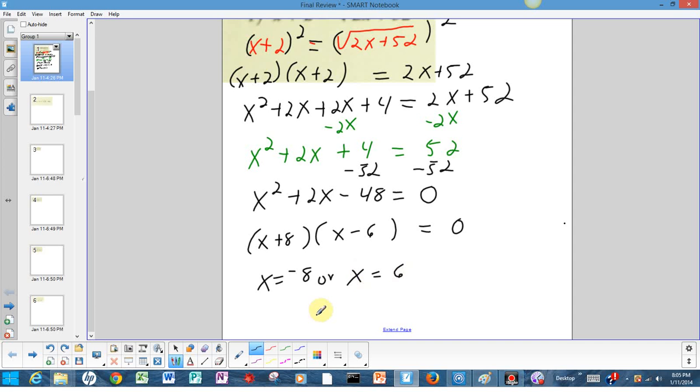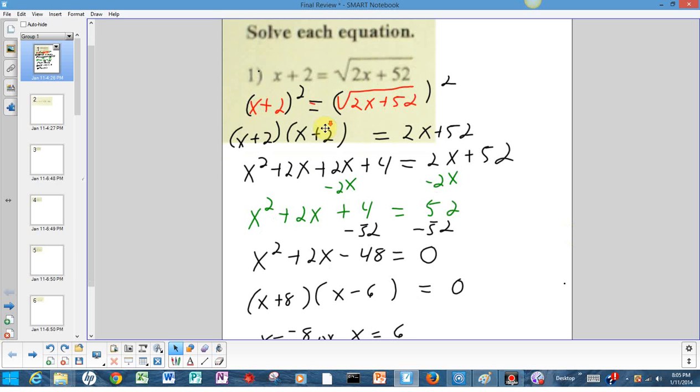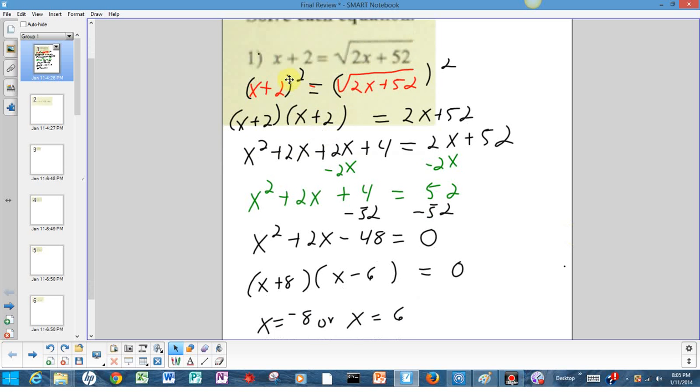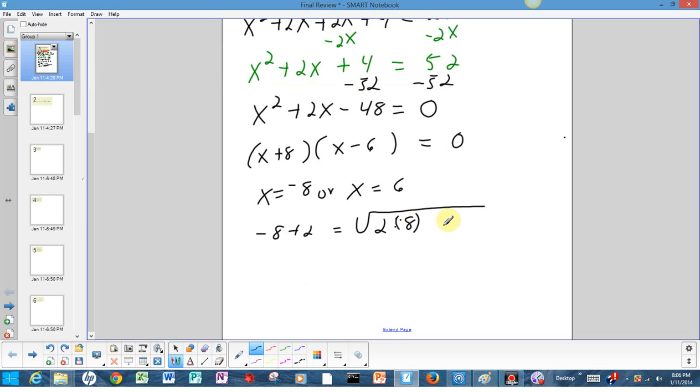Okay, and we'll check that in my original equation to see if I have any extraneous roots that I might have generated. So, how do I scroll back up? Over here, it's on the left. So if I put in negative 8, I would get 10. Well, let's just do that. So the original equation was this. Let's change colors here a little bit.